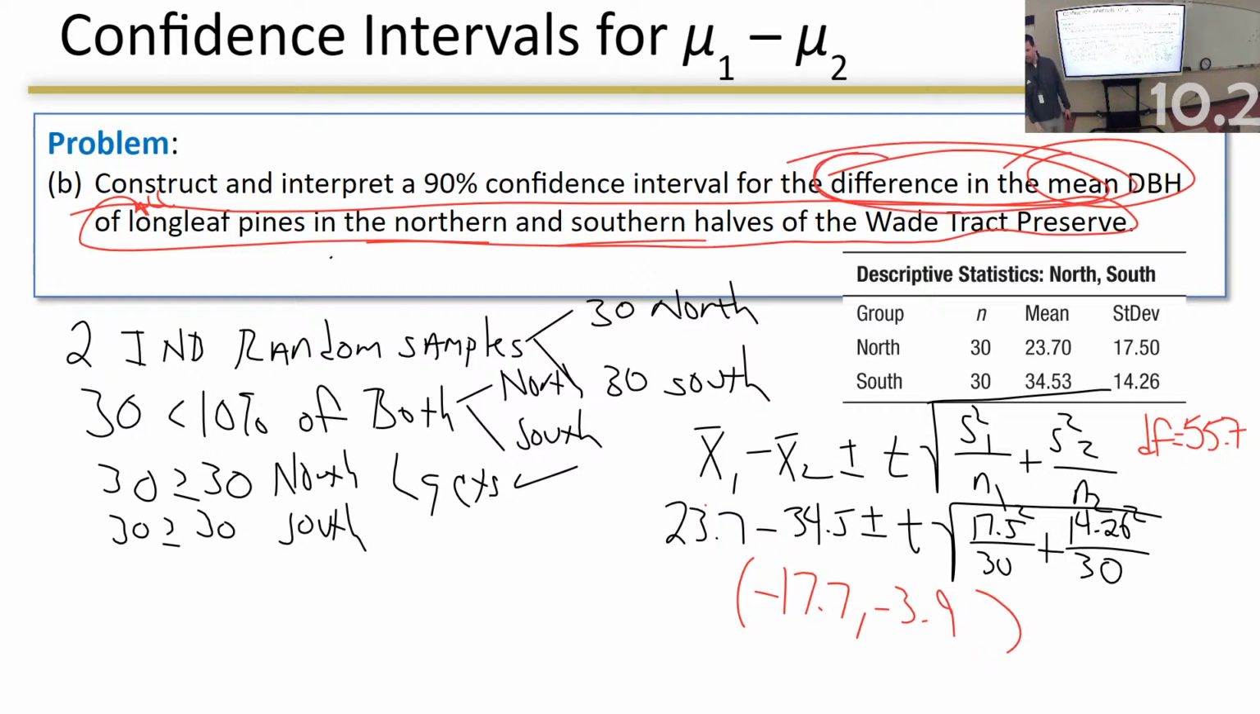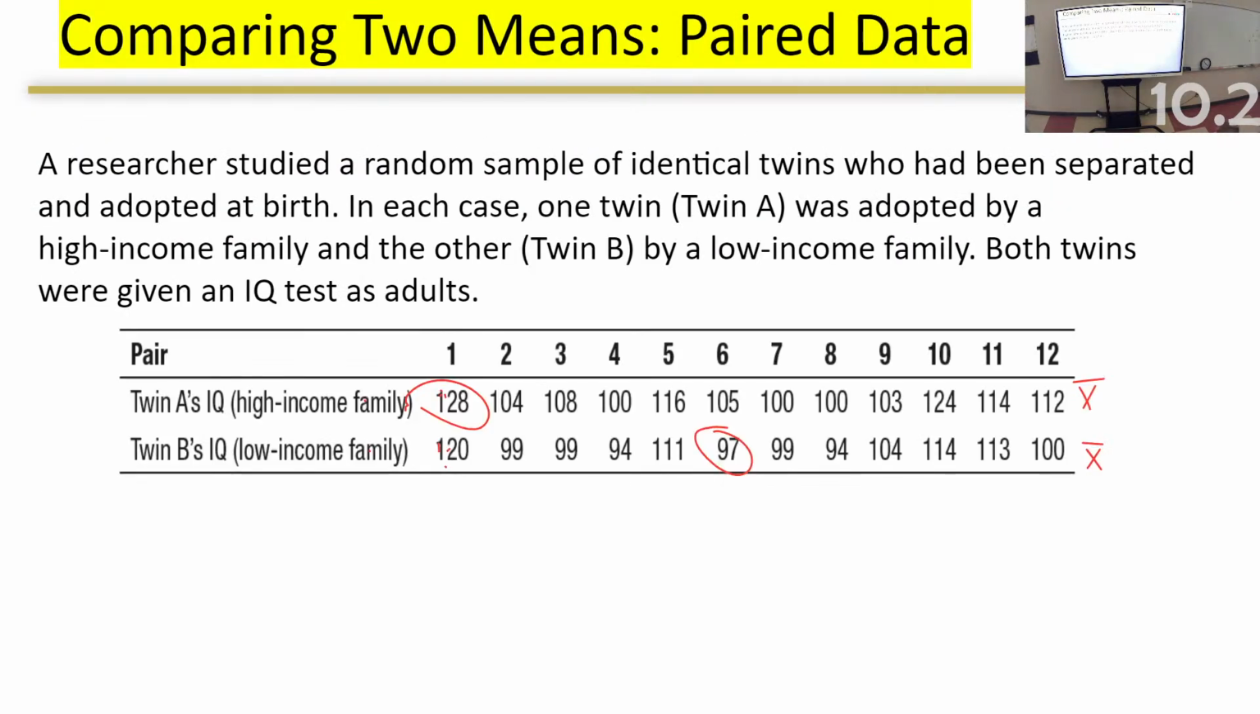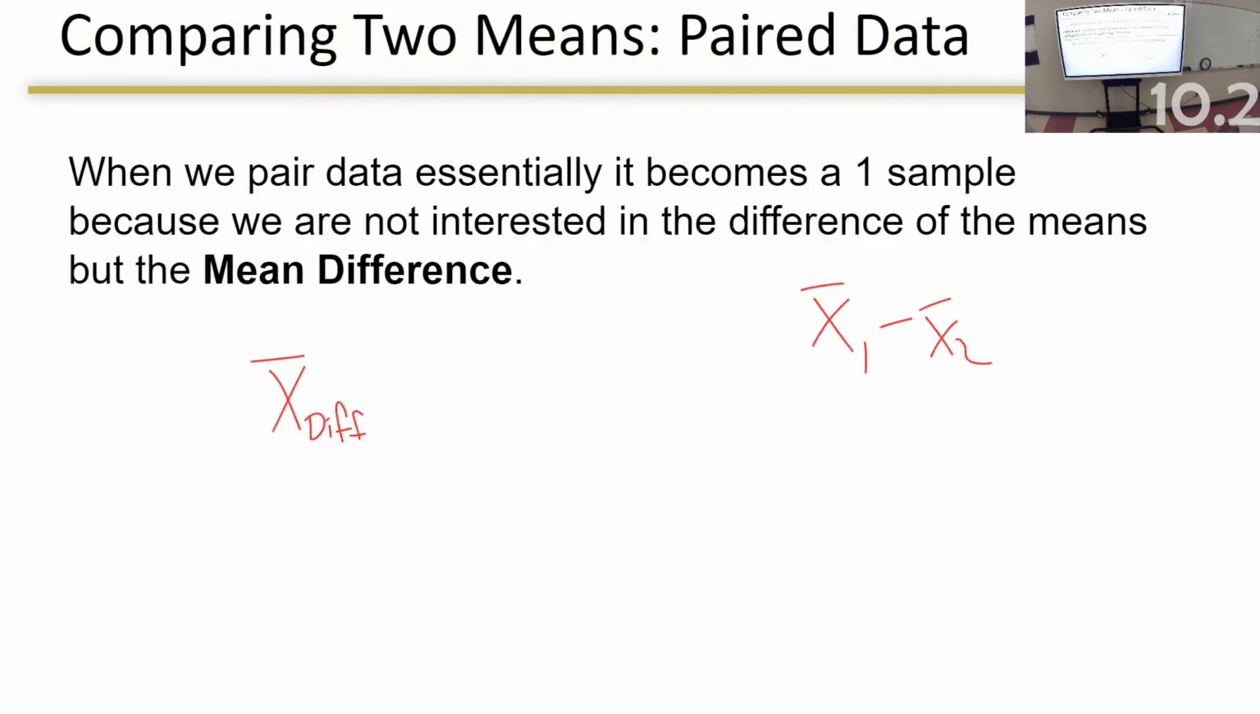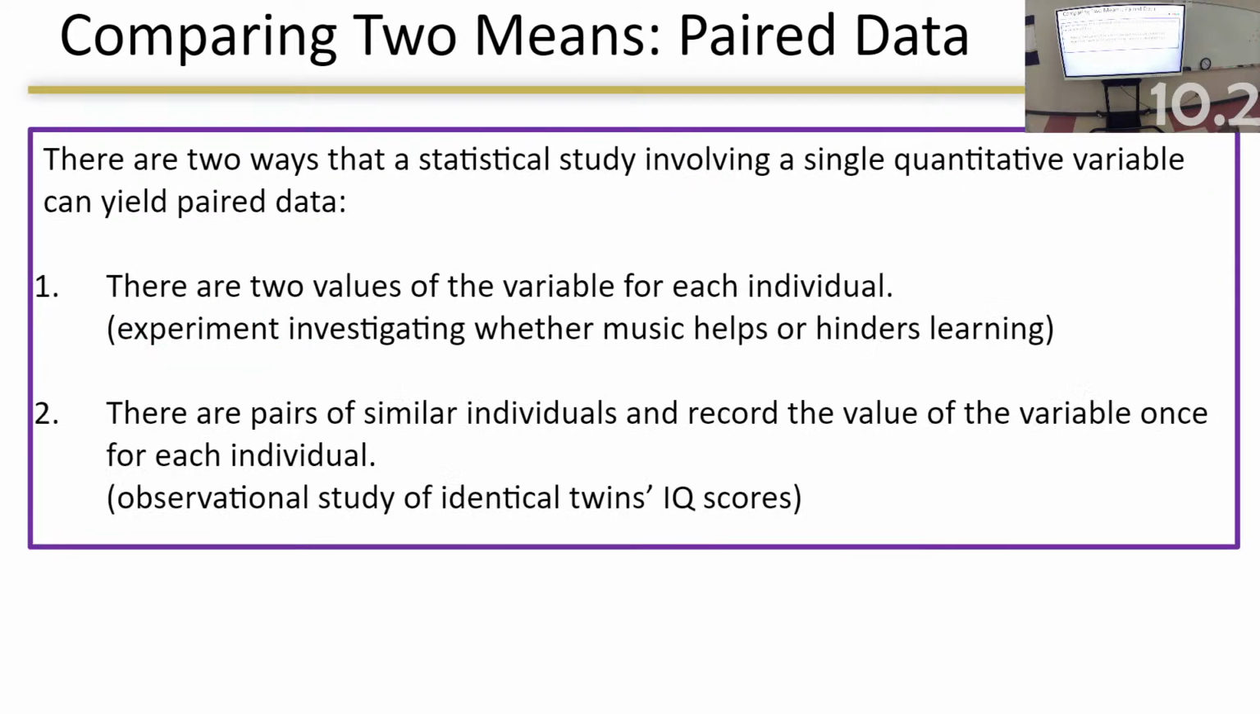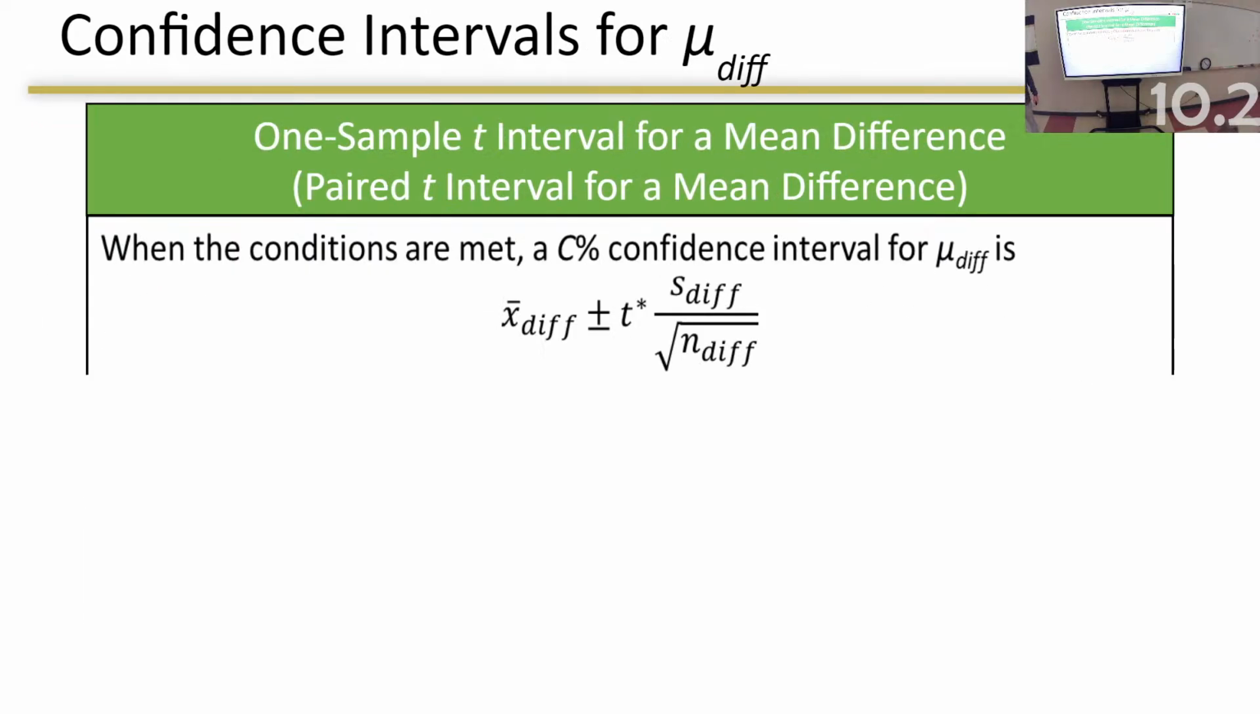Difference in the means. Difference in the mean. That's two samples. They don't say anything about it. This was leading me into it. Beautiful. Your formula is one sample.